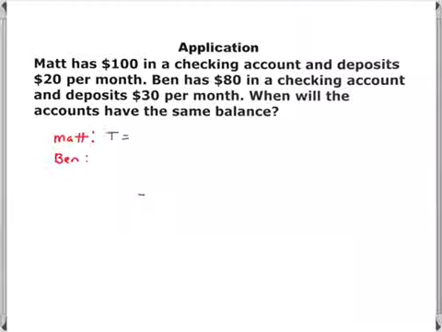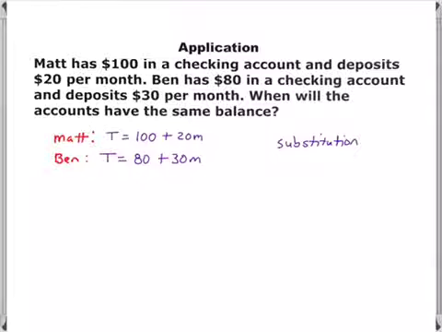Matt's total money is equal to the $100 he currently has plus the $20 he deposits per month. Ben's total money is equal to the $80 he has plus the $30 per month. And so these two equations are set up perfectly for substitution. So you should be able to substitute here to figure out how many months it's going to take before they have the same amount of money. And then to find the balance, don't forget, you probably want to plug this back in and see what the balance would be at that month.